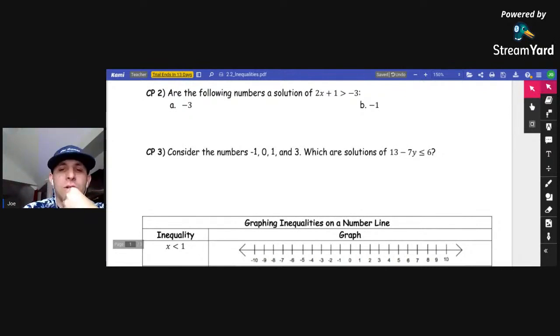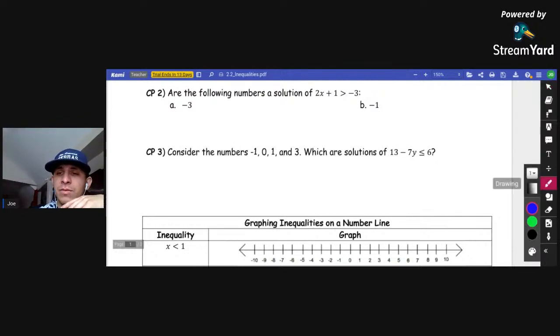Okay. So in this instance, for checkpoint 2 and 3, I'm only going to do 2 and leave 3 for you. Are the following numbers a solution of 2x plus 1 is greater than -3? We would simply take whatever value we've been given, in this first instance, -3, and we would substitute it in for x.